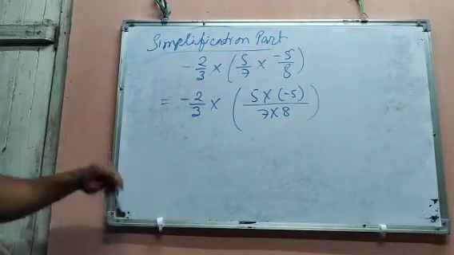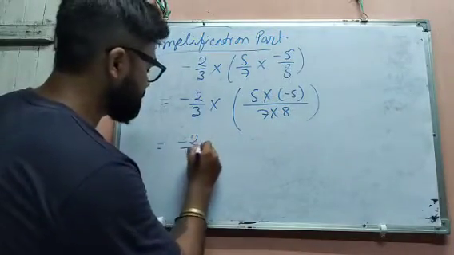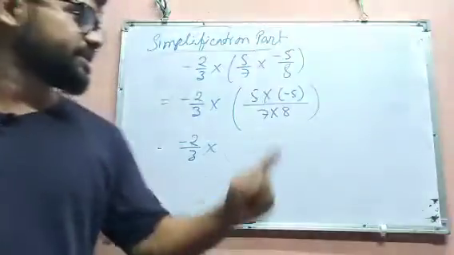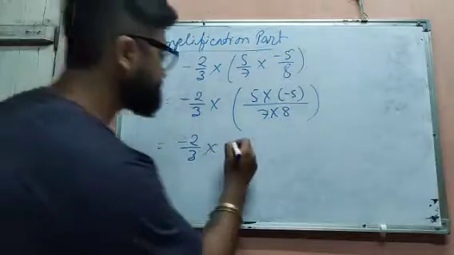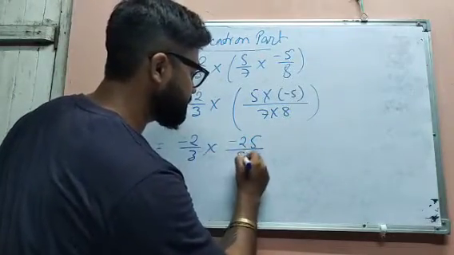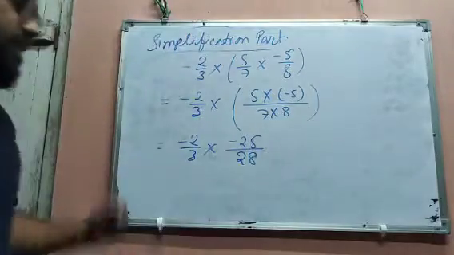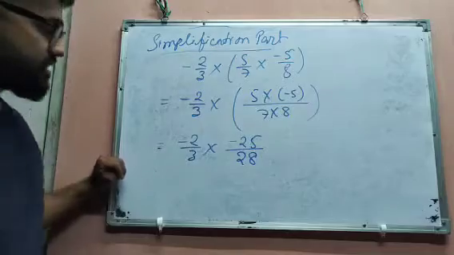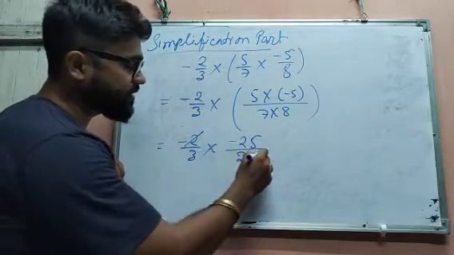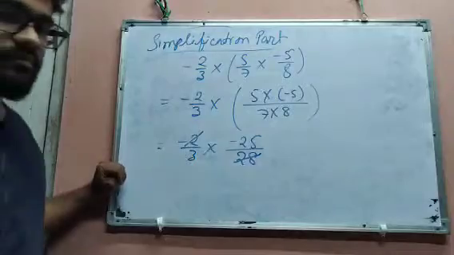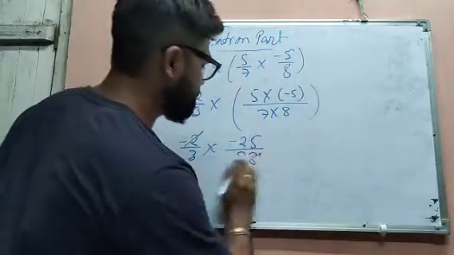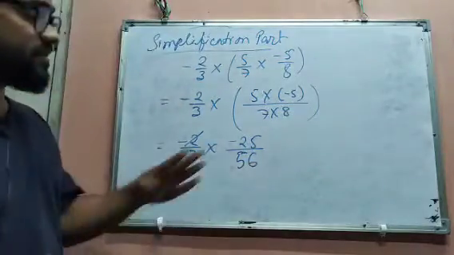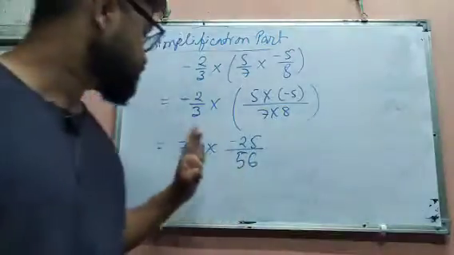Okay, so when we do the calculation, minus 2 by 3 into 5 into minus 5, as 5 into 5 is 25, but here it is minus 5, so the answer will be minus 25, and 7 into 8, 28. Okay, now we have to see is there any number to cancel. Sorry, this is 56, 7 into 8 is 56. So since here it is 56, 2 can be cancelled.